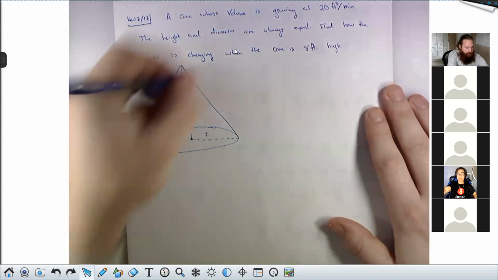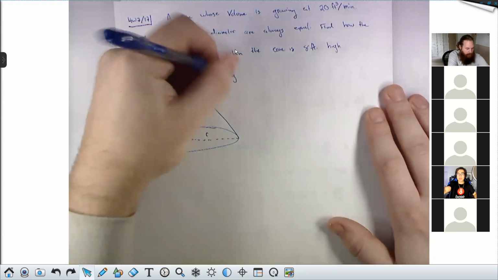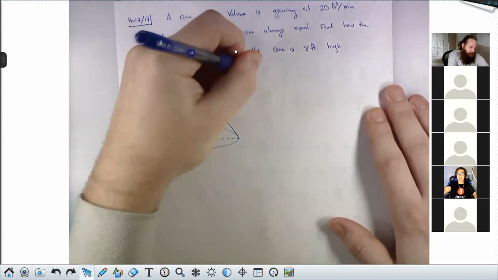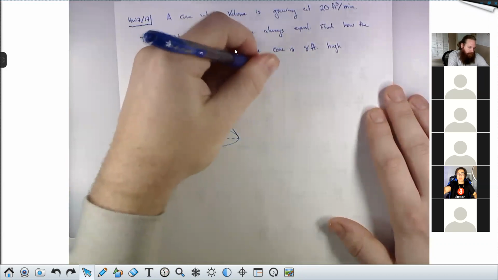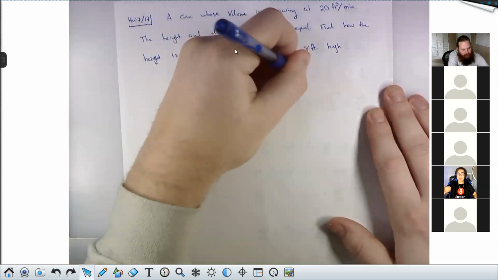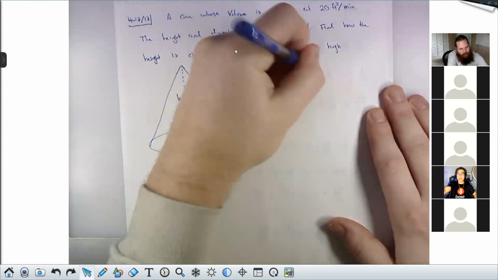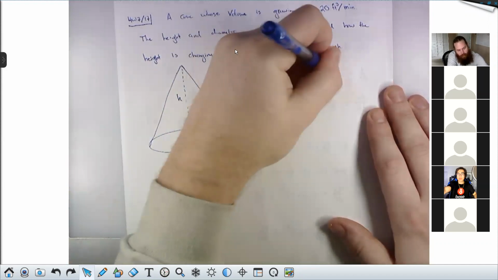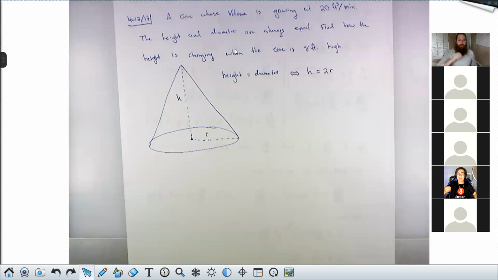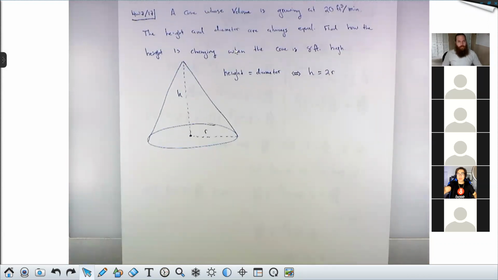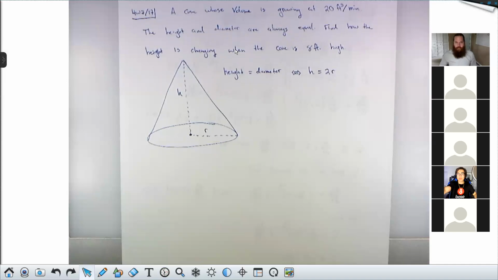And because the height is always equal to the diameter, that's the same as saying H is always equal to 2R. So this would be my first step, right? Just drawing this picture, picking some variables, labeling my picture, and then seeing how the words give me a relationship between H and R.